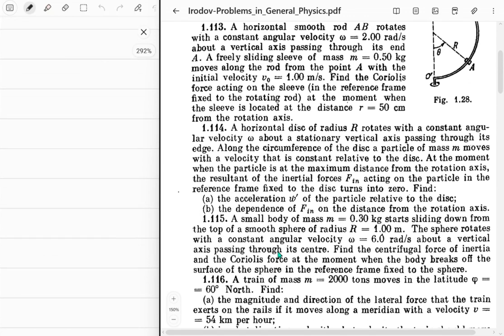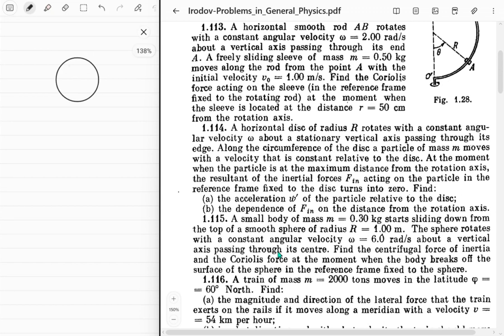So what is it saying? It says a horizontal disk of radius capital R rotates with constant angular velocity omega over a stationary vertical axis, passing through its edge. So maybe over here. Along the circumference of the disk, a particle of mass m moves with a velocity.